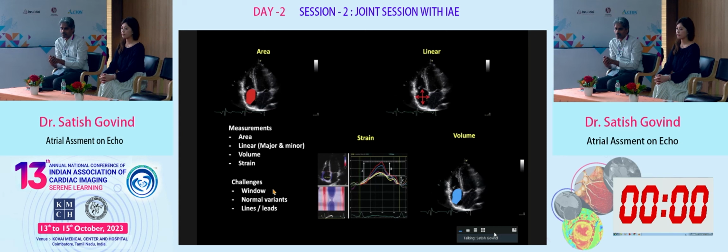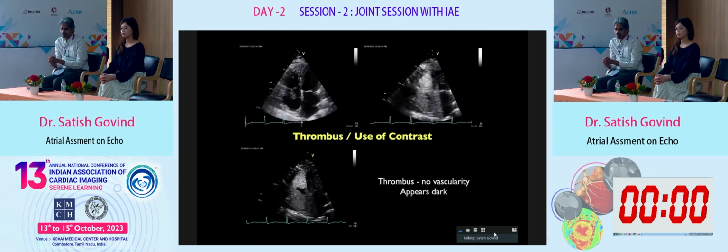The challenges as far as the right atrium is concerned are the window, the normal variants, and then you have these lines and leads over there. In terms of contrast, sometimes you use the contrast to look at the masses here. Here you can see a thrombus because it's avascular. It does not take any bubbles into it. So you can see that it's a very dark structure, and you can confidently say that this is a thrombus. But it has its own limitations. Sometimes there might be situations where we may not be very accurate in identifying this mass.